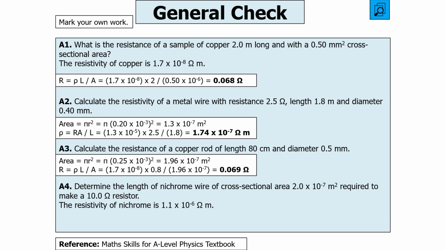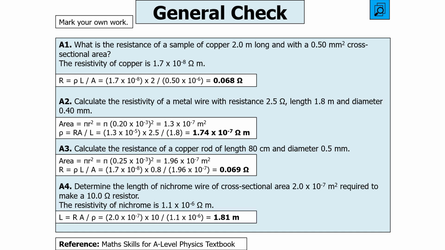And in this last one, we're rearranging. So now we're making L the subject. So L equals RA over rho. Pop in all the values and we get 1.81 meters.